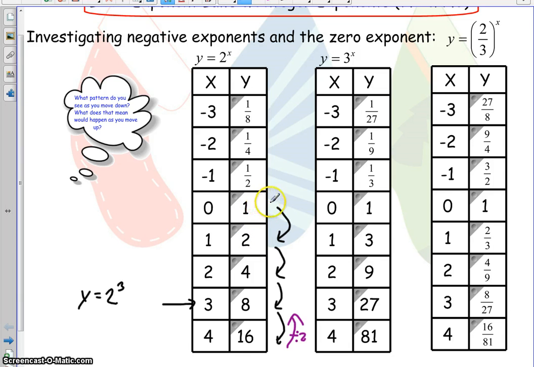So 1 divided by 2 is 1 over 2. Divided by 2 is 1 over 4. Divided by 2 is 1 over 8. So even if your calculator is giving you decimals instead of fractions, you can follow that pattern and get the values in there exactly. You notice we're multiplying by 2 as we move down the table, dividing by 2 as we move up the table, and the base of the exponent here was 2.